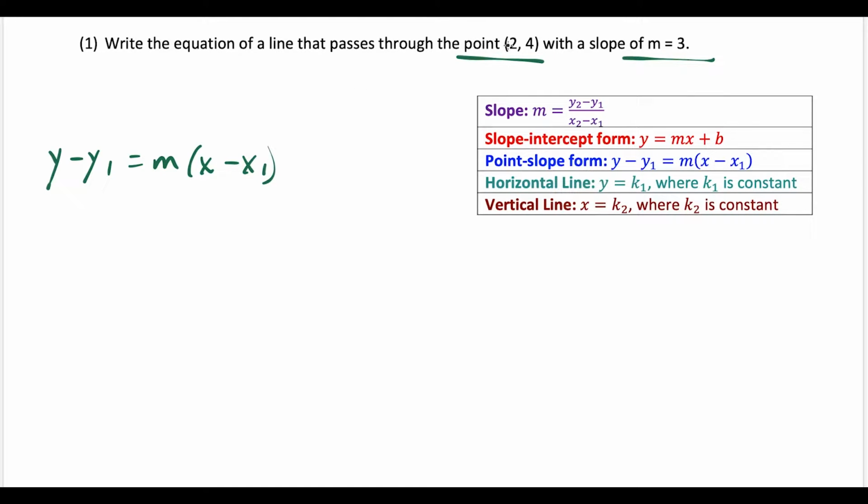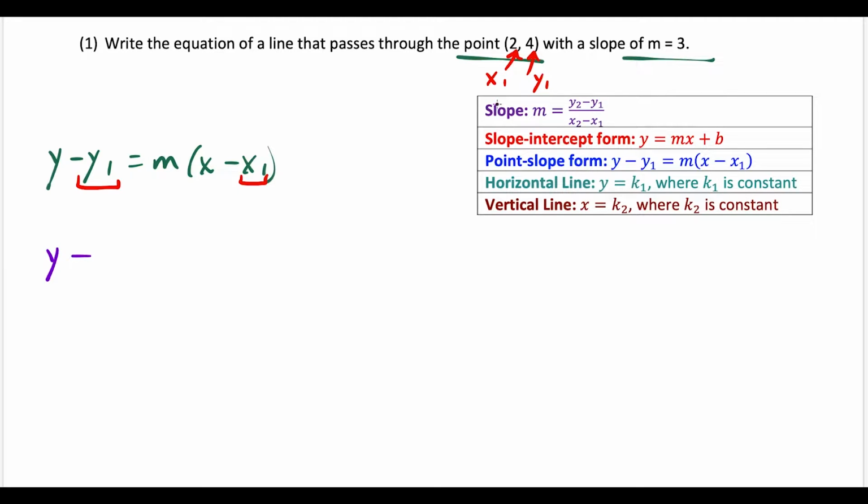Notice we were given the point (2, 4), so this piece here would represent x1, and this piece here would represent y1. So when we want to plug into this formula, make sure that you're plugging in for x1 and y1. Don't plug in for x and y. It's better to replace these two so that at the end we could have a nice equation in the form y equals mx plus b. So now we plug in.